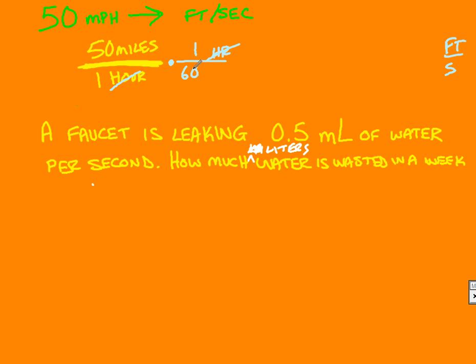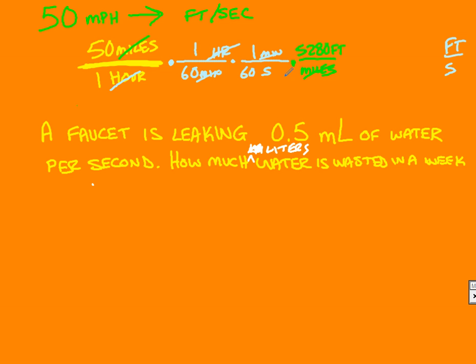1 hour is the same as 60 minutes. But I don't want minutes, I want seconds. So let's change that as well. 1 minute is the same as 60 seconds. Now my unit, if I read what I have left that isn't crossed out, miles per second. I don't want miles though, I want feet per second. So to change that, to get rid of miles, so now my miles will go away. 1 mile is the same as 5,280 feet.